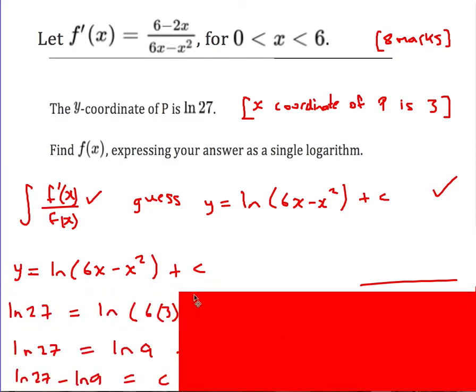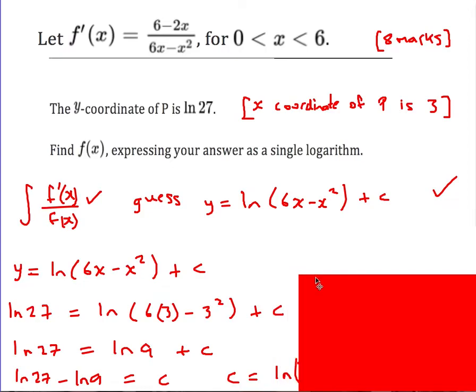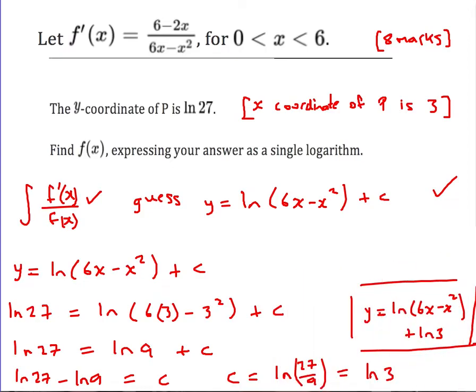So let's do the next bit, which is, let's just show the whole thing. So the next bit, I substitute this in. ln 27 is ln 6, and then x is 3 plus c. This all simplifies out to give ln 9. Therefore, c is going to be ln 27 take away ln 9.